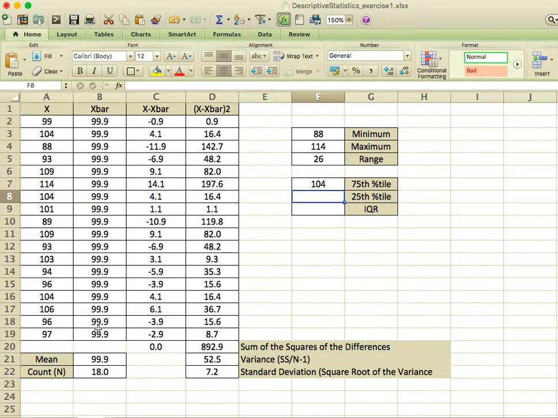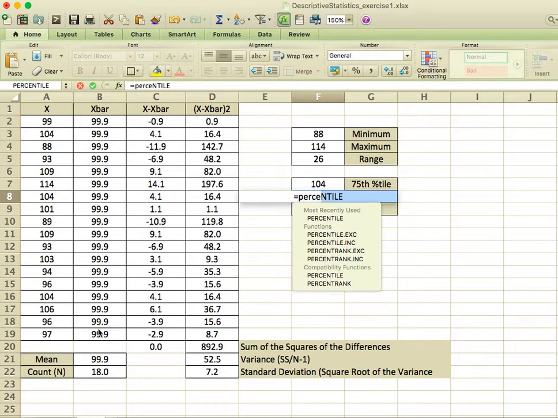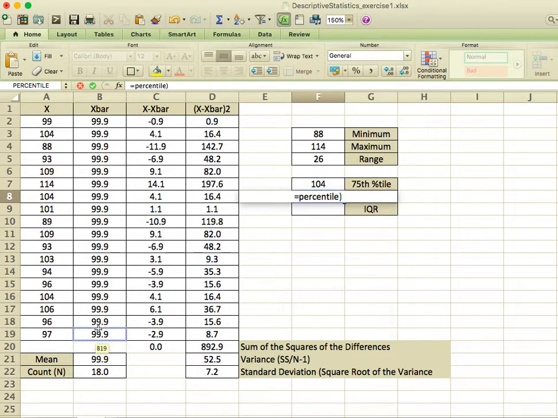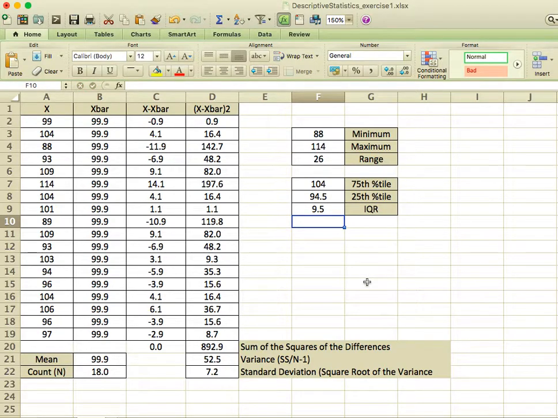I'm going to repeat that again for the 25th percentile. Okay, and the 25th percentile is, let's see, the array, comma, 0.25, close parentheses, is 94.5. And the interquartile range, the middle 50% of these sample values, is going to be equal to 104 minus 94.5, which is 9.5.